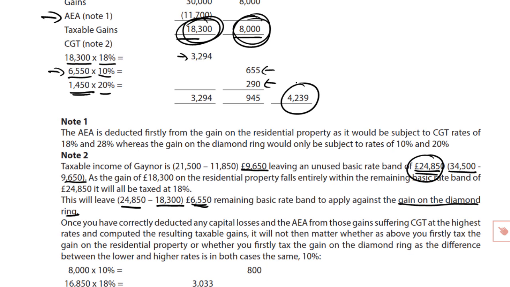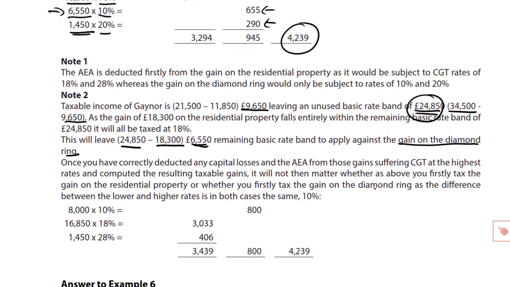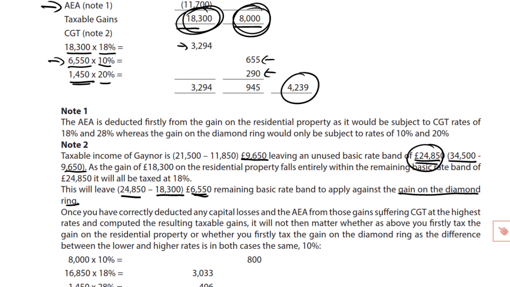Now then, I would routinely do it that way, calculating the CGT firstly on the residential property before then moving to the CGT on any other net gains that you have. But actually it wouldn't matter.